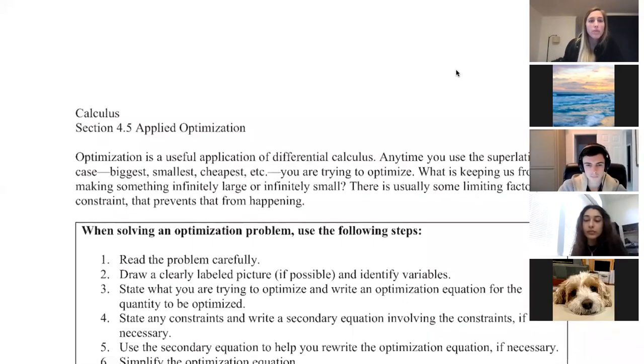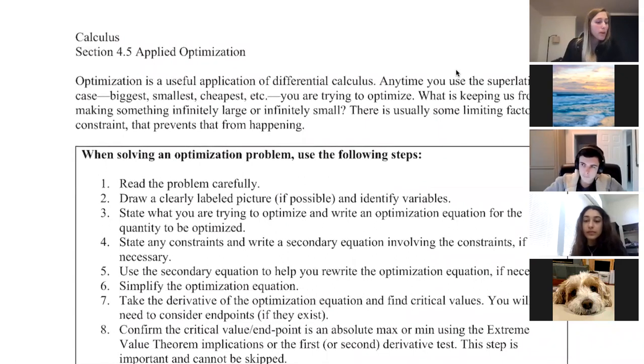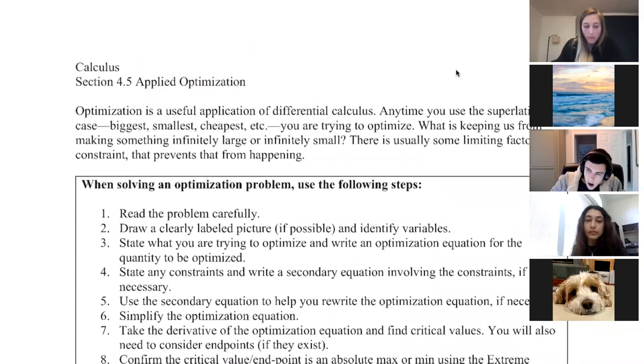All right, here we go. So we are in section 4.5 in your textbook. You can see here, optimization is a useful application of differential calculus. What that means is it's an application of derivatives. We've been studying derivatives for so long now. This is another application of derivatives.